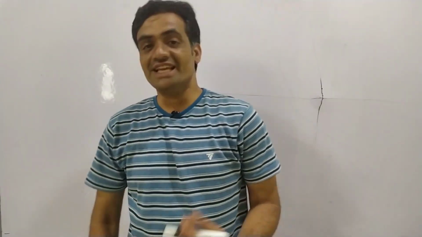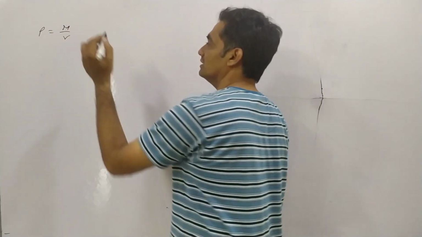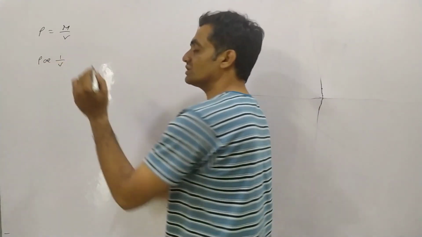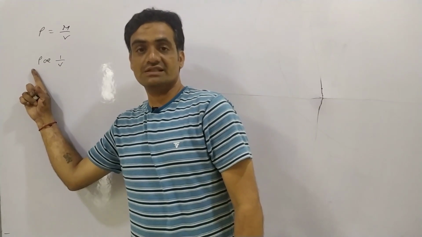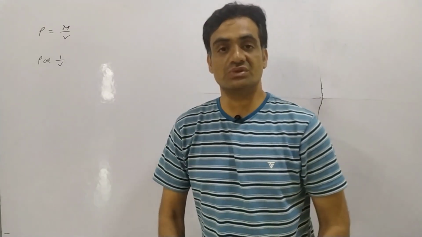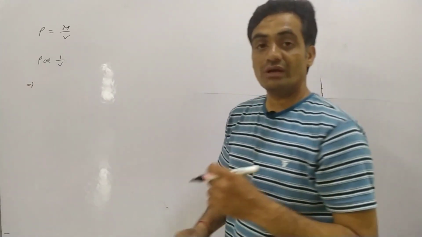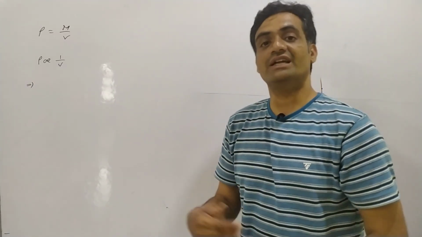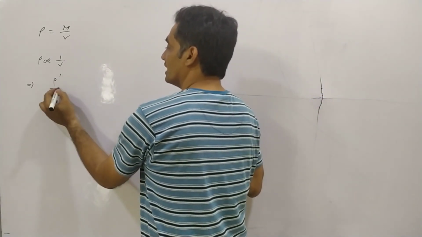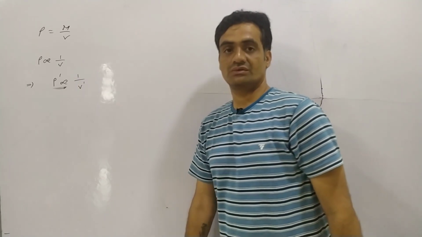Now we are going to discuss variation of density with temperature. We know that density is equal to mass by volume. So when mass remains constant, density is inversely proportional to volume. As the volume increases, density decreases. As the volume decreases, density increases, since they are inversely proportional to each other. Now when we increase the temperature of a body, its volume increases, thereby its density decreases. So based on that, rho dash is inversely proportional to 1 by V dash.